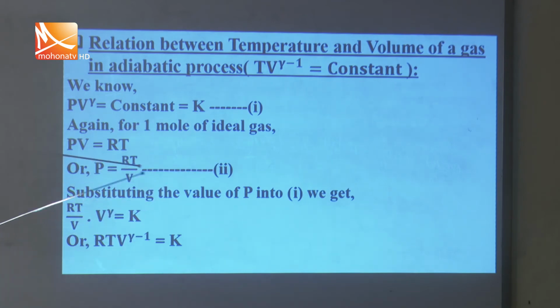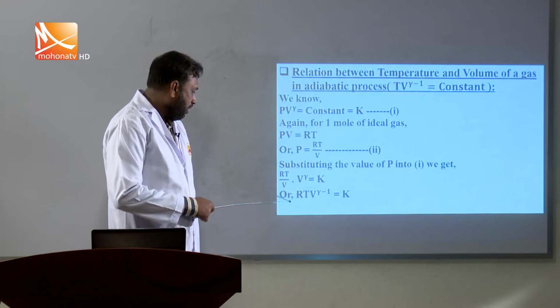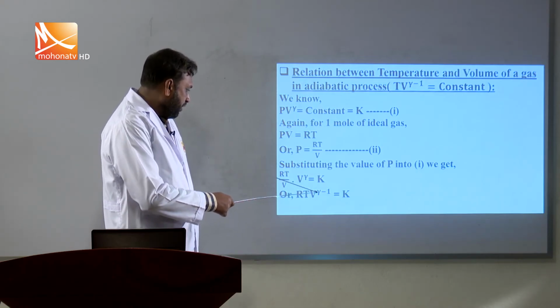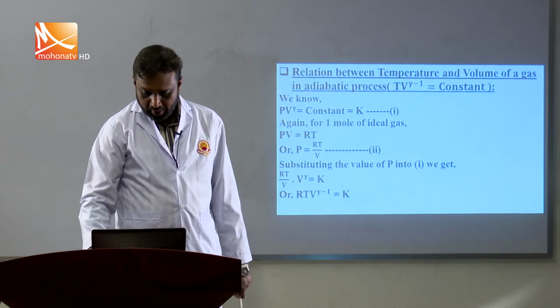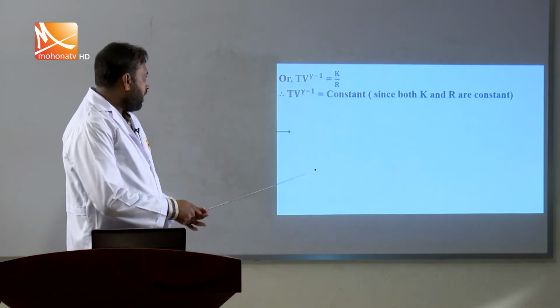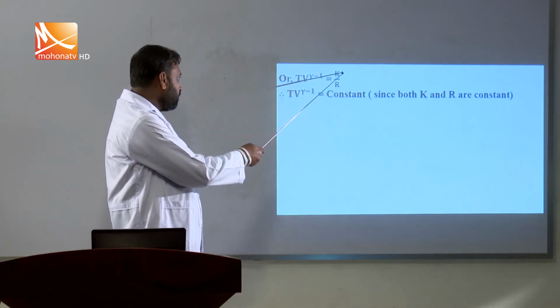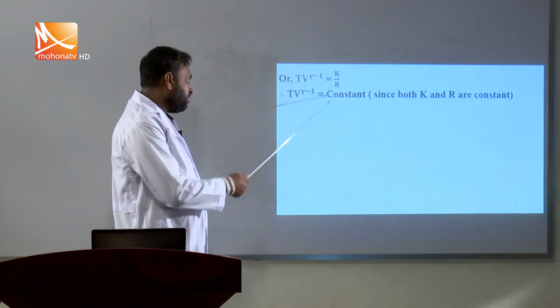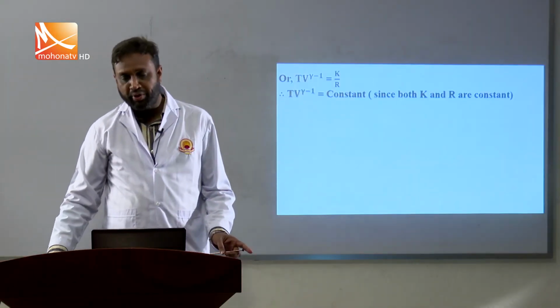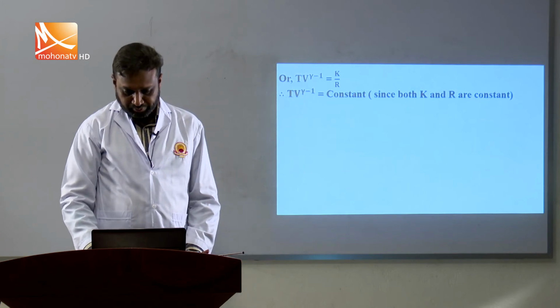Now substituting the value of P into equation number 1, we get (RT/V) into V^γ equals k, or R into T V^(γ-1) equals k, or TV^(γ-1) equals k divided by R. Since here k is constant, R is also constant, the ratio will also be constant. Therefore, TV^(γ-1) equals constant. This is the required relation between temperature and volume.